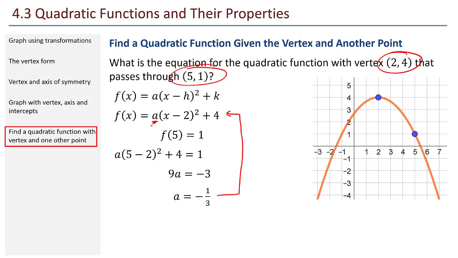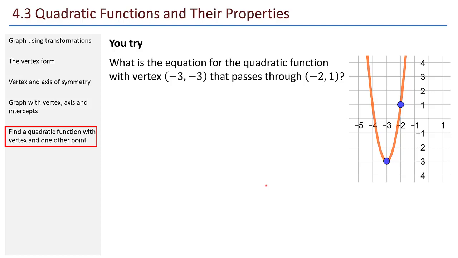And that will complete my figuring out the f of x. So f of x is negative 1/3 times (x minus 2) squared plus 4. Or if you really wanted to, I'm not doing the details here, you can expand this all out and get your quadratic function in sort of standard form.